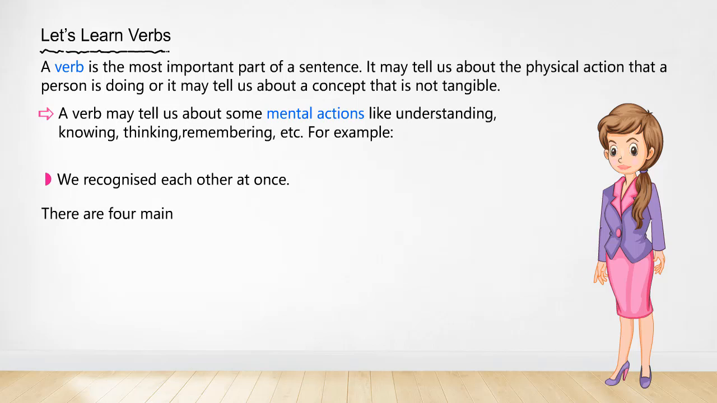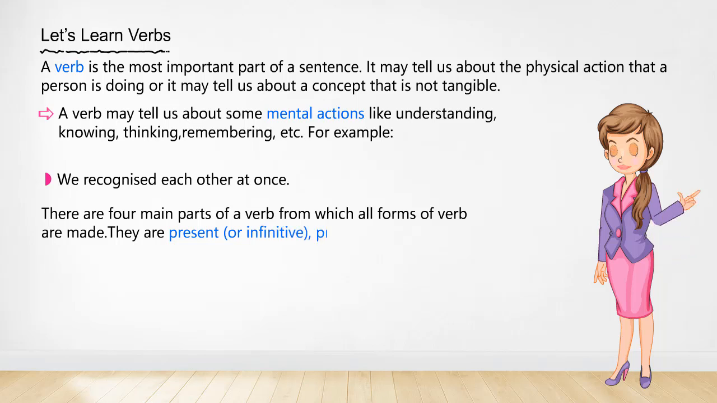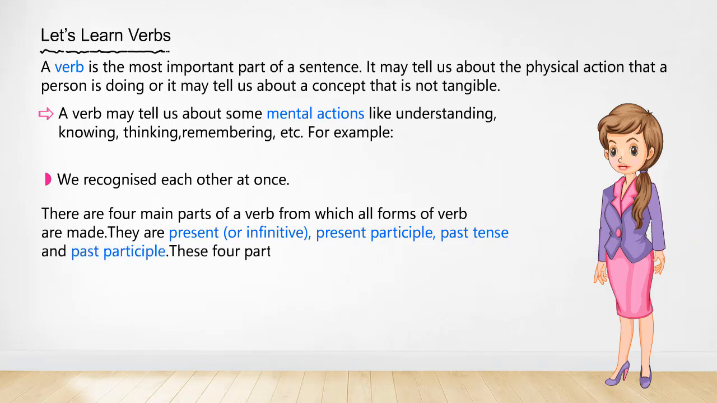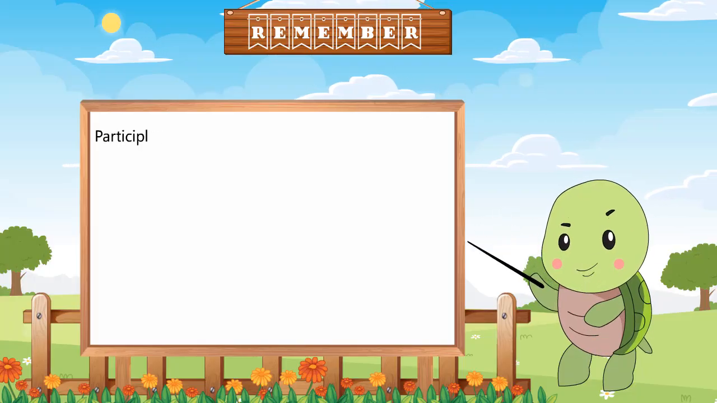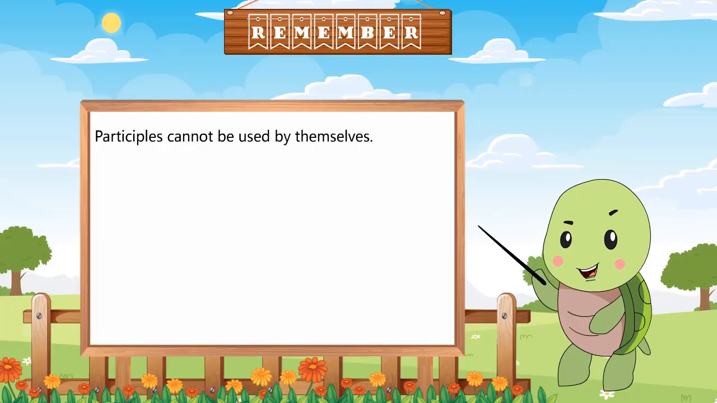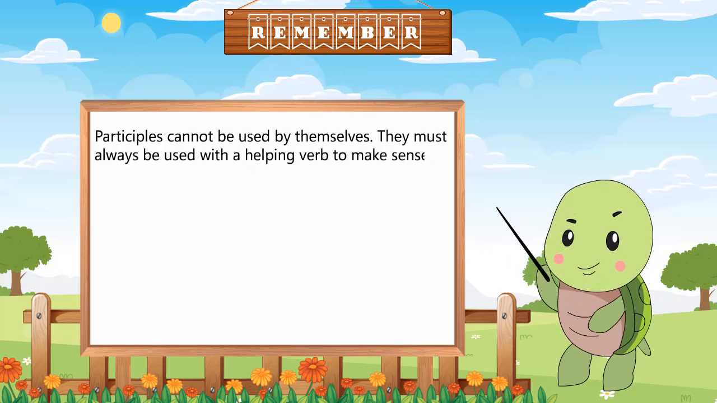There are four main parts of a verb from which all forms of verb are made. They are present or infinitive, present participle, past tense, and past participle. These four parts, along with helping words, indicate the time or the tense of an action. Remember, participles cannot be used by themselves. They must always be used with a helping verb to make sense.